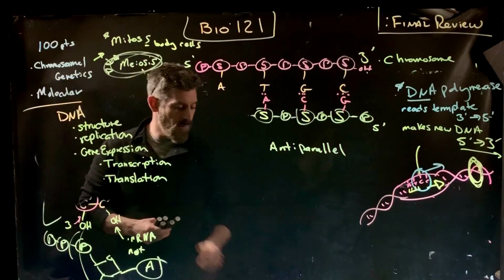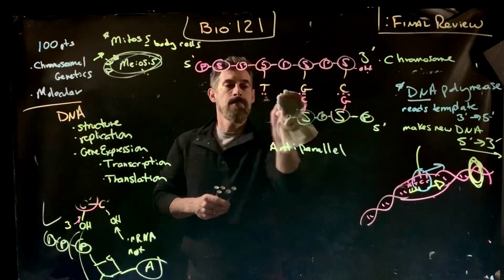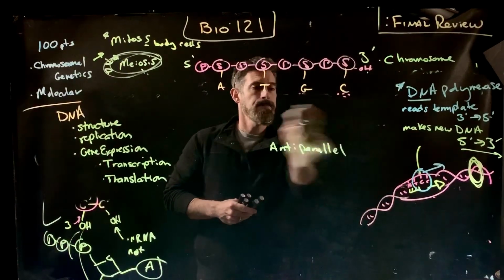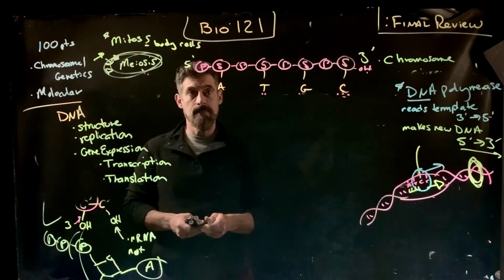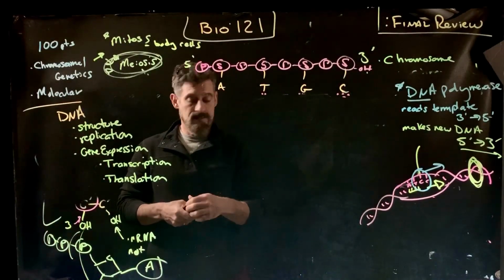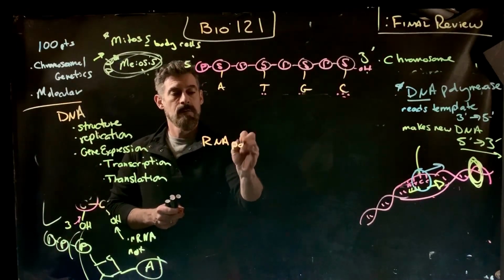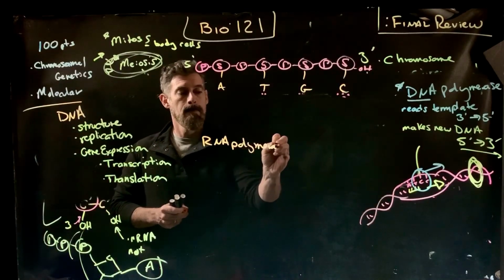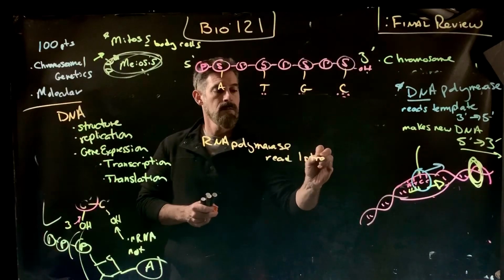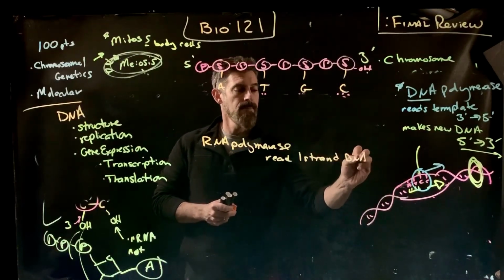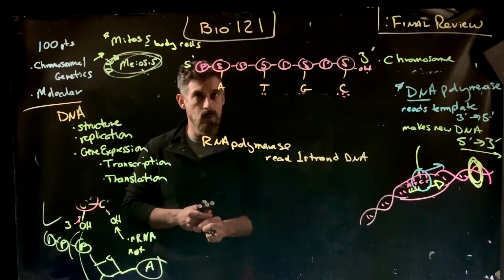So what you have to know is that what's going to happen is one of these strands of DNA is going to serve as a template for a piece of RNA to come in. Okay, so a different enzyme called, not DNA polymerase, but RNA polymerase is going to read one strand of DNA. Okay, so one of these two. It's not going to read them both. It's just going to read one of them.